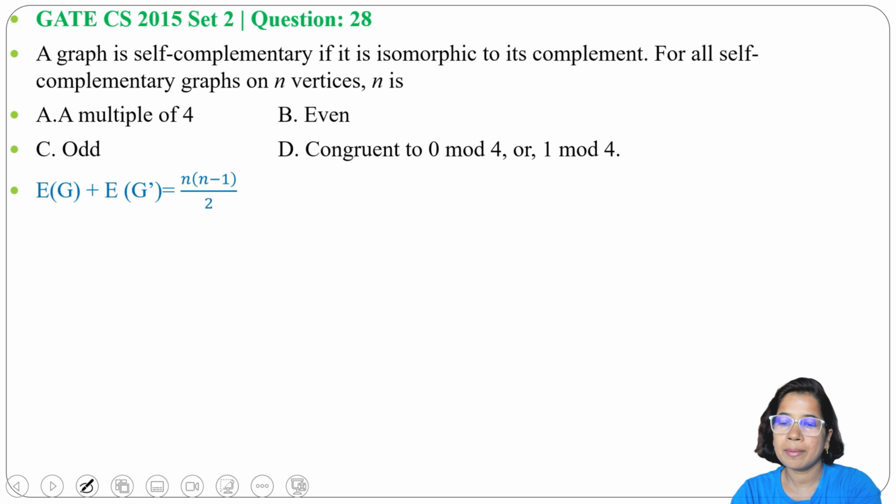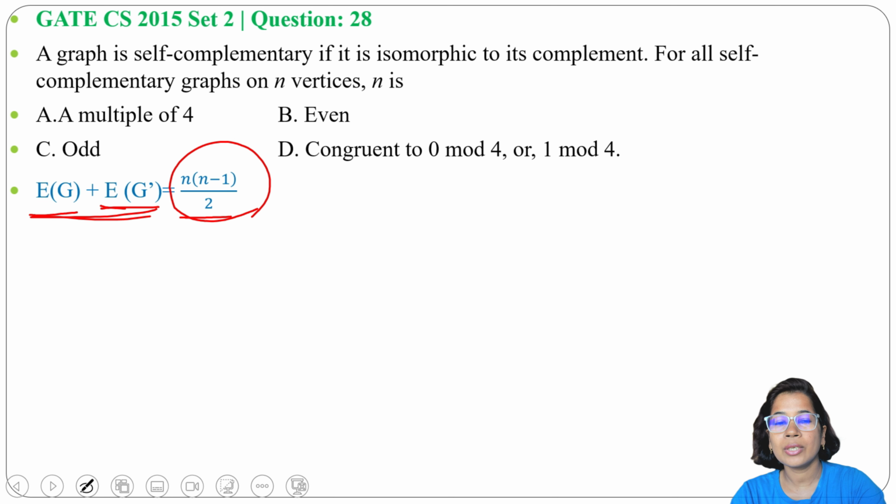So E of G plus E of G dash, its complement, equals n into n minus 1 divided by 2. This is the number of edges in a complete graph. So the number of edges in the graph plus the number of edges in its complement equals the number of edges in a complete graph, and these two are equal as the graph is isomorphic to its complement. So we can say the number of edges in the graph equals the number of edges in its complement, and that will be equal to n into n minus 1 divided by 2.